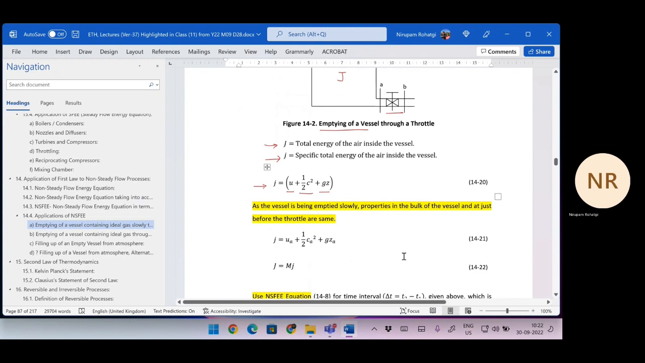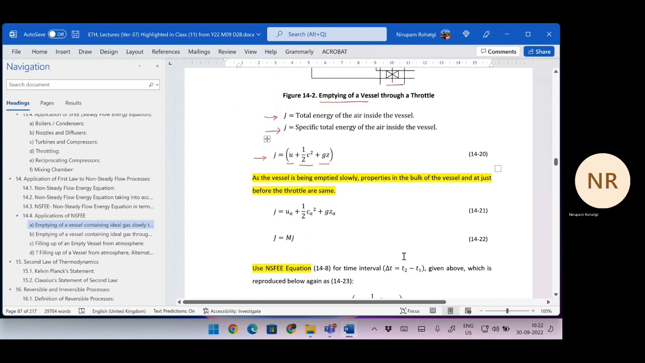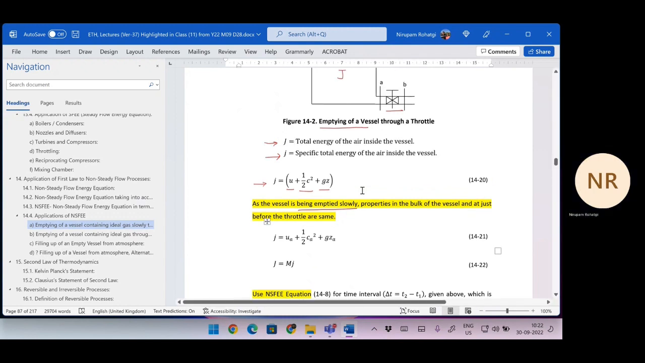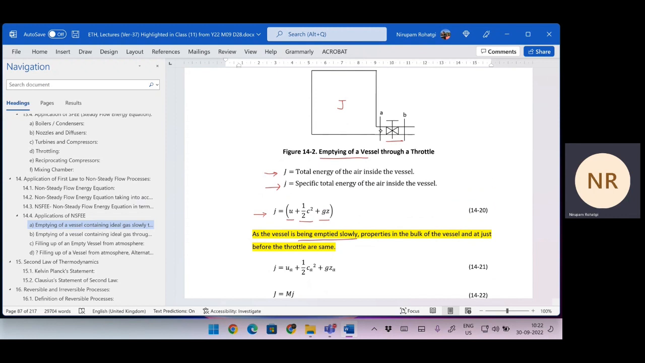Now, what we are assuming is that we are emptying it very slowly. So the properties are uniform in the vessel and at point A. This is the point A at which we are measuring the properties, and point B at which we are measuring the properties. Point B is the exit from the vessel, sorry, the exit of the throttle valve, and point A is the entry to the throttle valve. Okay, but A is the same as the main system.